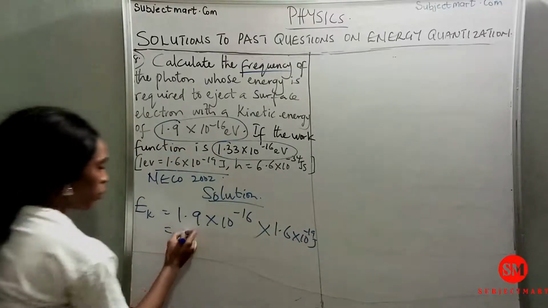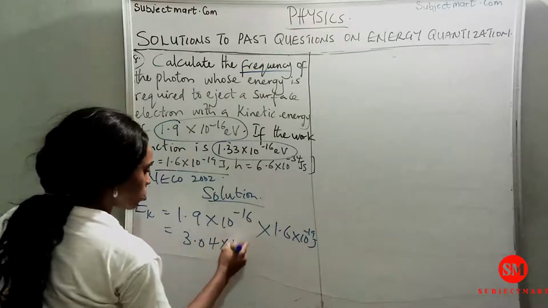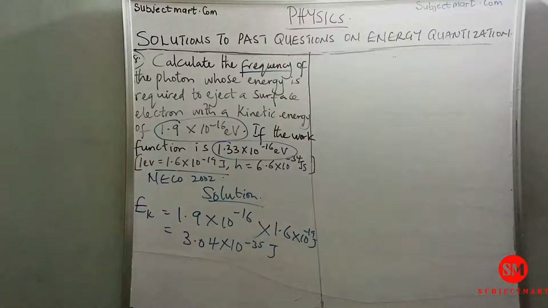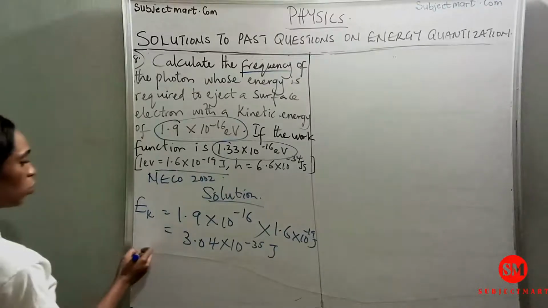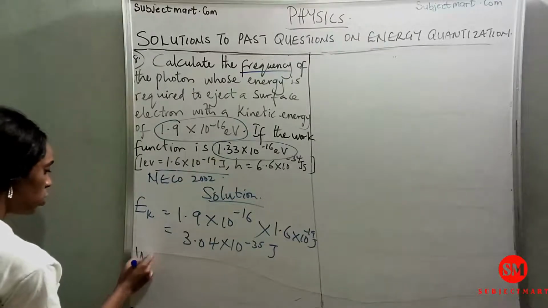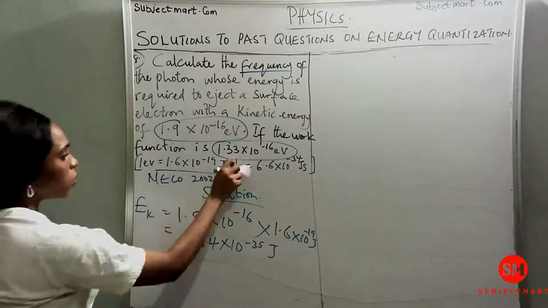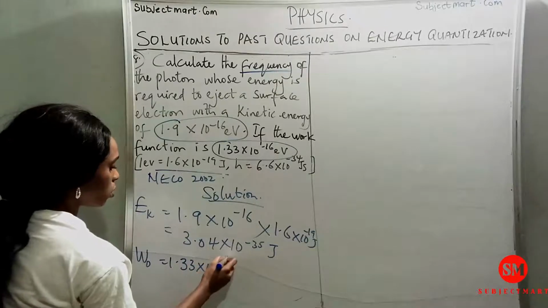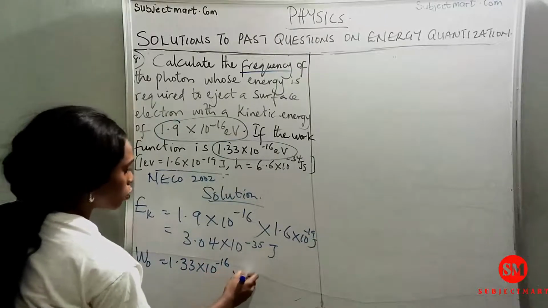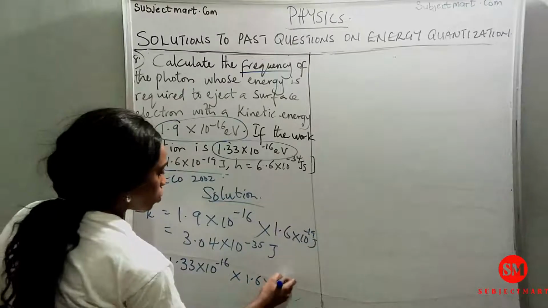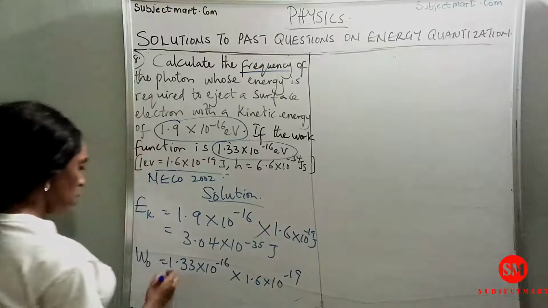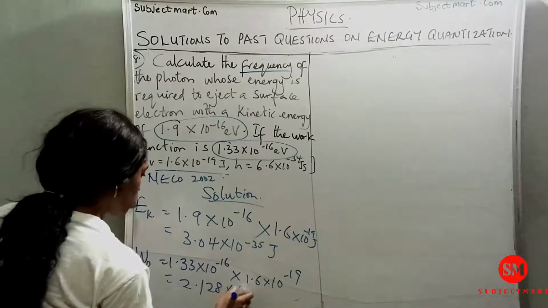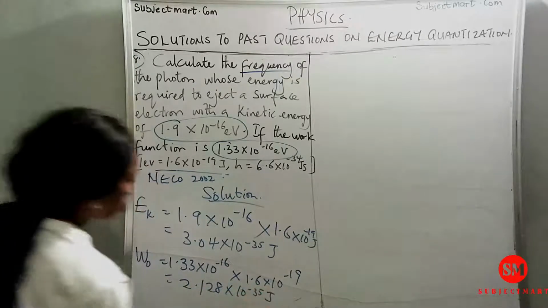And that will give me 3.04 times 10 raised to the power minus 35 joules. I believe that is clear. Now, the work function, which is this, also is given in electron volts. So we convert that likewise to joules by multiplying with the same value, and that will give me 2.128 times 10 raised to the power minus 35 joules.